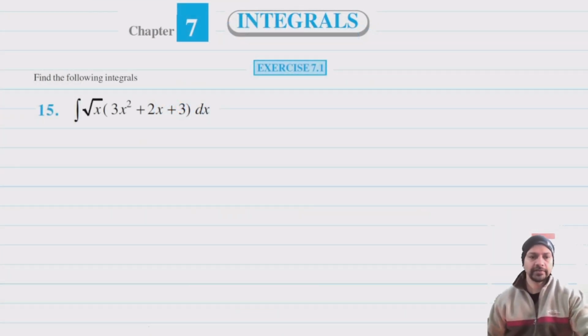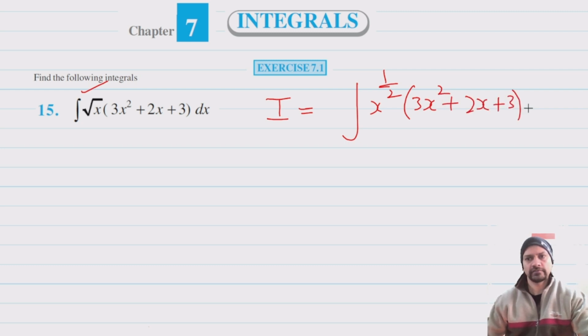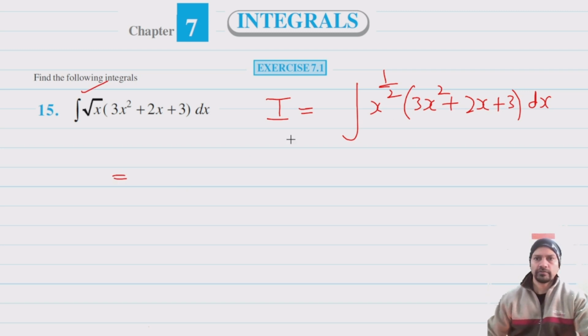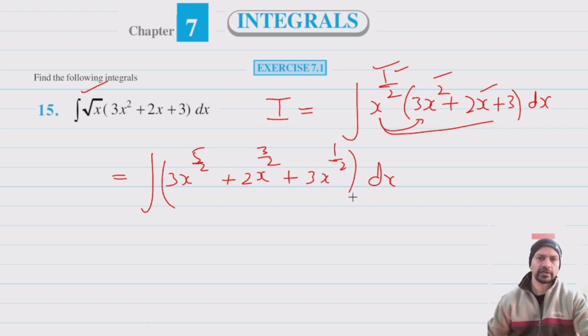Alright, so for question number 15, we have to find the integral. So let's say our integral I is equal to integration of this root x. Root x can be written as x raised power half into (3x squared plus 2x plus 3), differential element is dx. Opening of the bracket gives us x raised power half into 3x squared, which is 3 x raised power half plus 2, that is 5 by 2, plus 2 into x raised power half plus 1, adding the power gives us 3 by 2, plus 3 into x raised power half into dx.